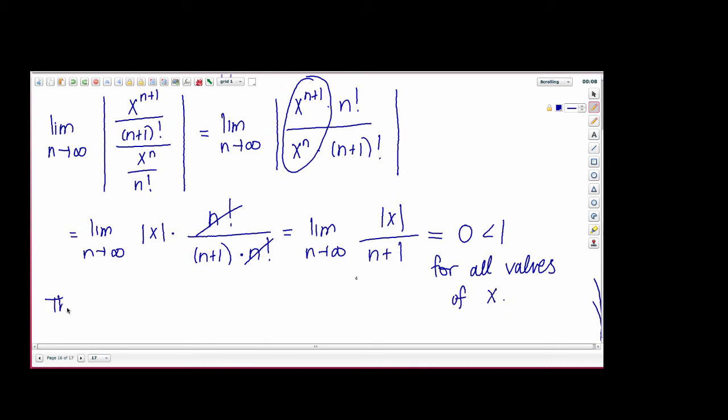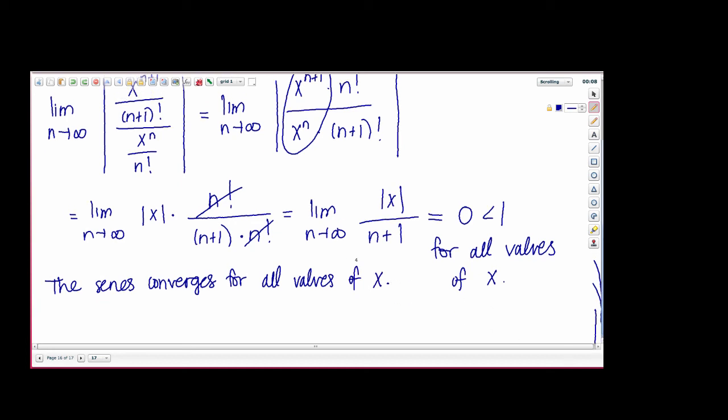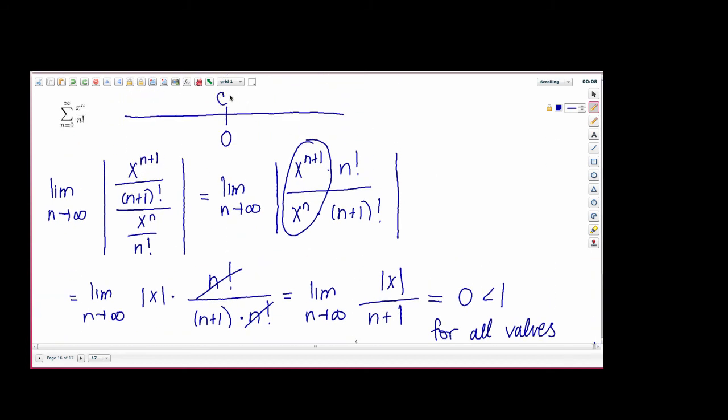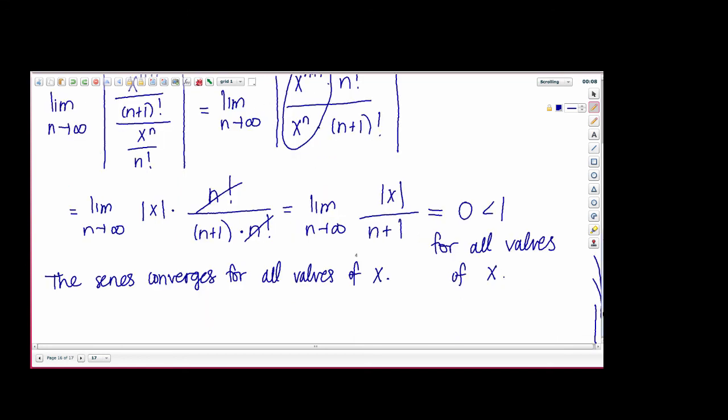So this tells us that our series converges for all values of x. No matter what x is equal to, the limit is 0, which is less than 1, so our series converges for all values of x. So on our picture, our series converges no matter what x is equal to.